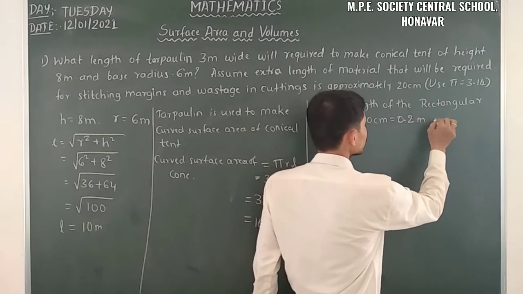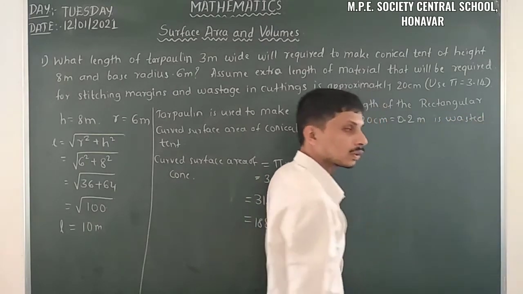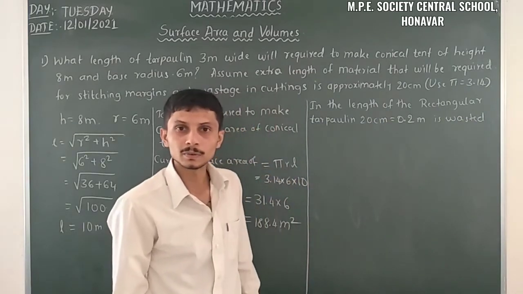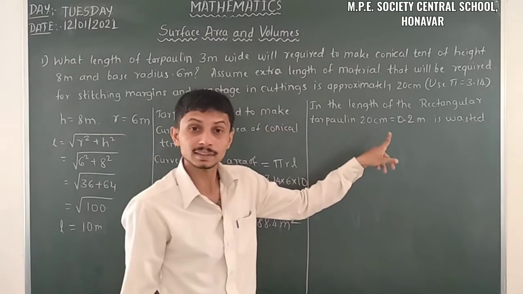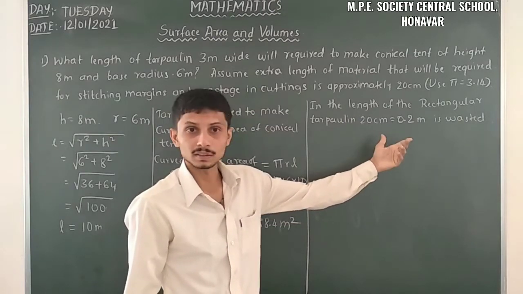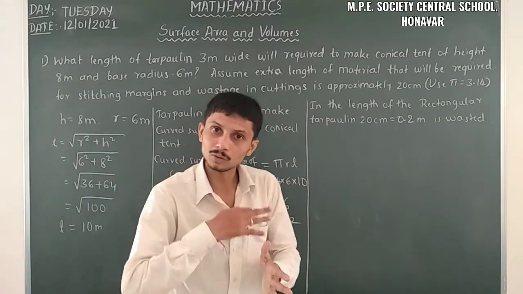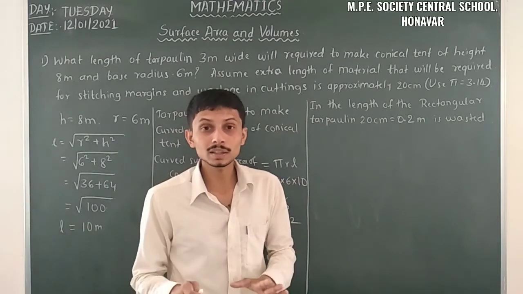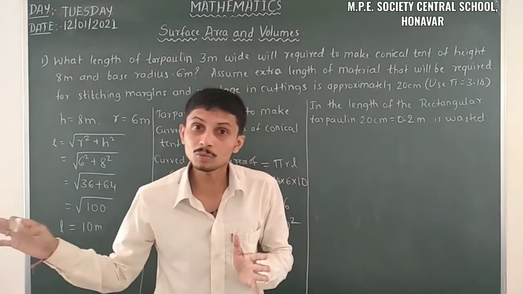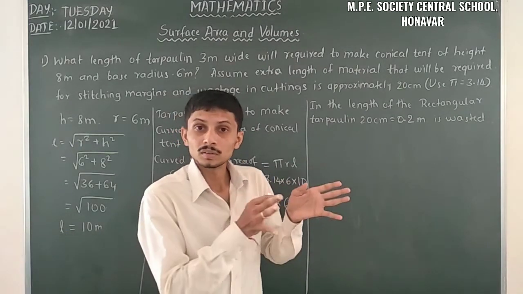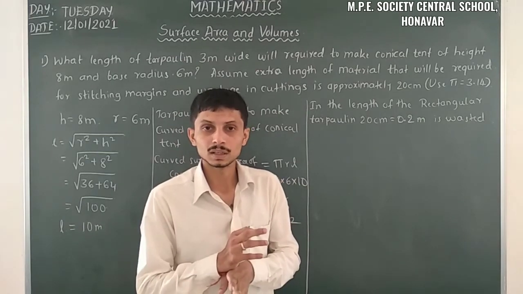0.2 meter is wasted. 0.2 meter it is wasted here. So that means here, just observe, in the length it is wasted. In the length it is wasted means the waste part we have to remove. We don't want that one. So in the length, 0.2 meter we have to remove for making stitches and margins and cuttings.